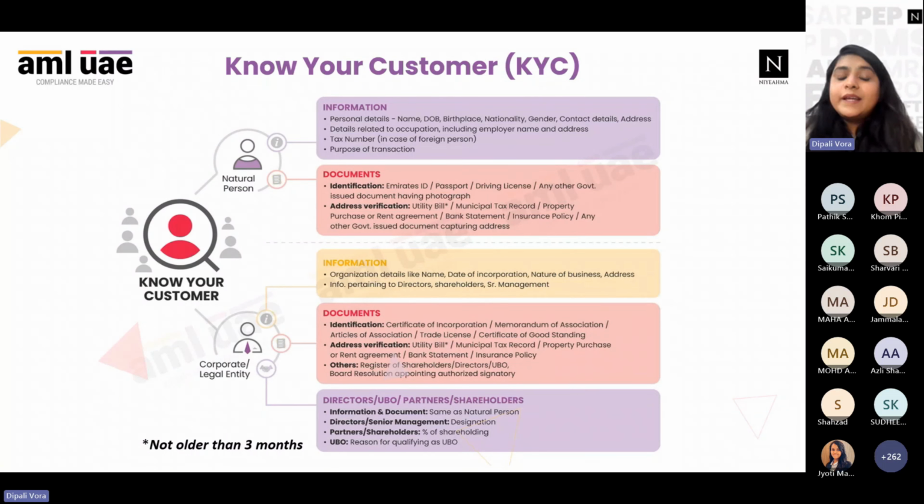Coming to corporate and legal entities. For the companies with whom we work, as a part of the identification proof, we must have their certificate of incorporation, memorandum of association, articles of association, and trade license copy. Certificate of good standing is a good-to-have document. If you are dealing with a local entity, the trade license would be admissible. But if a company belongs to some other country, possibly they won't have the trade license concept. In such a case, you can accept the certificate of incorporation.